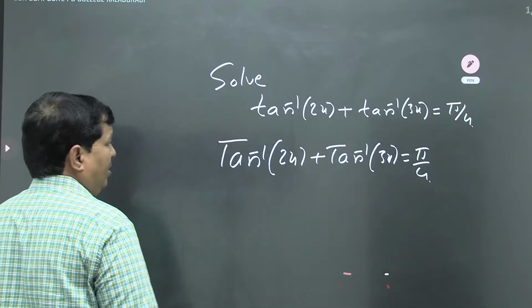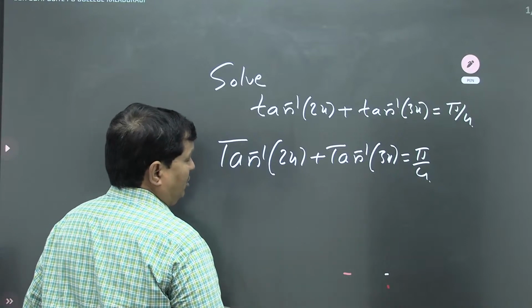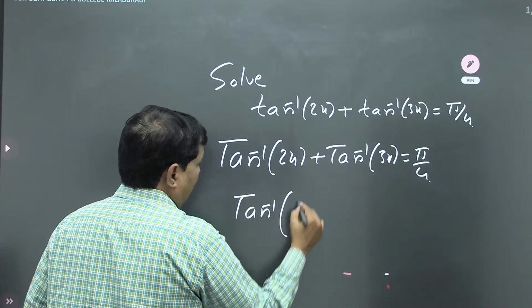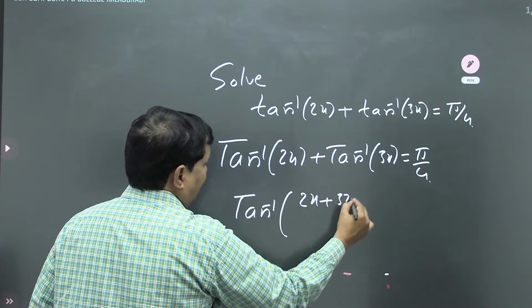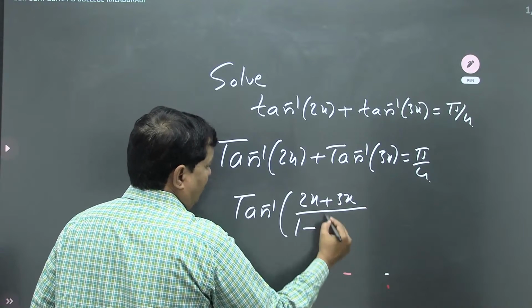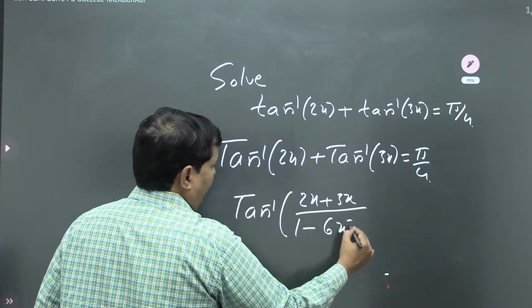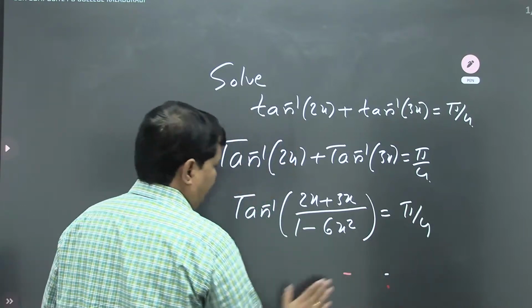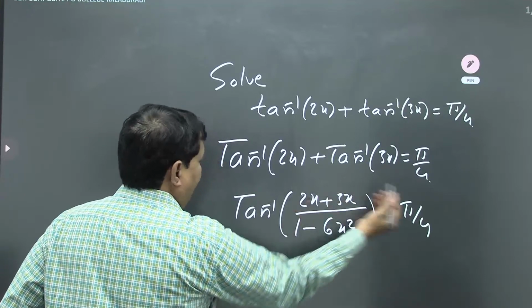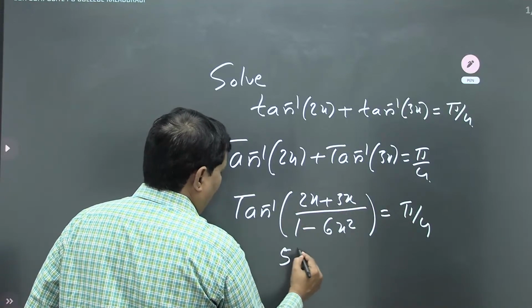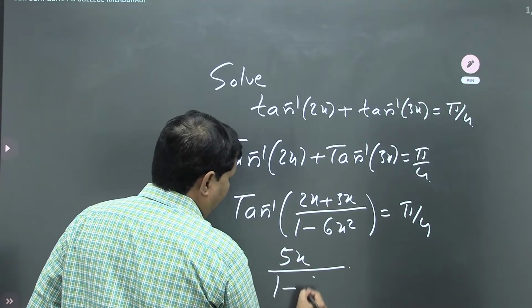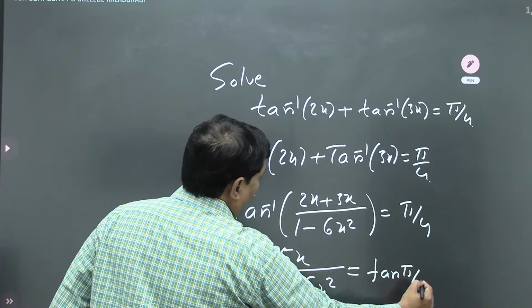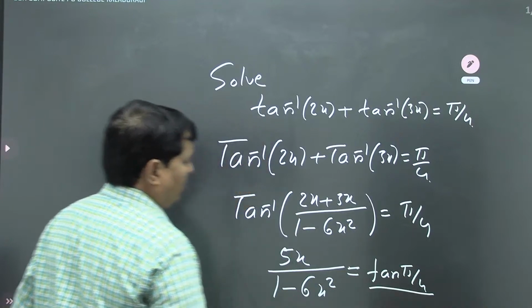Okay. Again here, tan inverse of x plus tan inverse of y equals tan inverse of (x plus y) by (1 minus xy). Therefore, here we have (2x plus 3x) by (1 minus 2 into 3, that is 6x square) equal to pi by 4. Take tan on that side: 5x by (1 minus 6x square) equal to tan pi by 4. As you know, tan of pi by 4 equals 1.